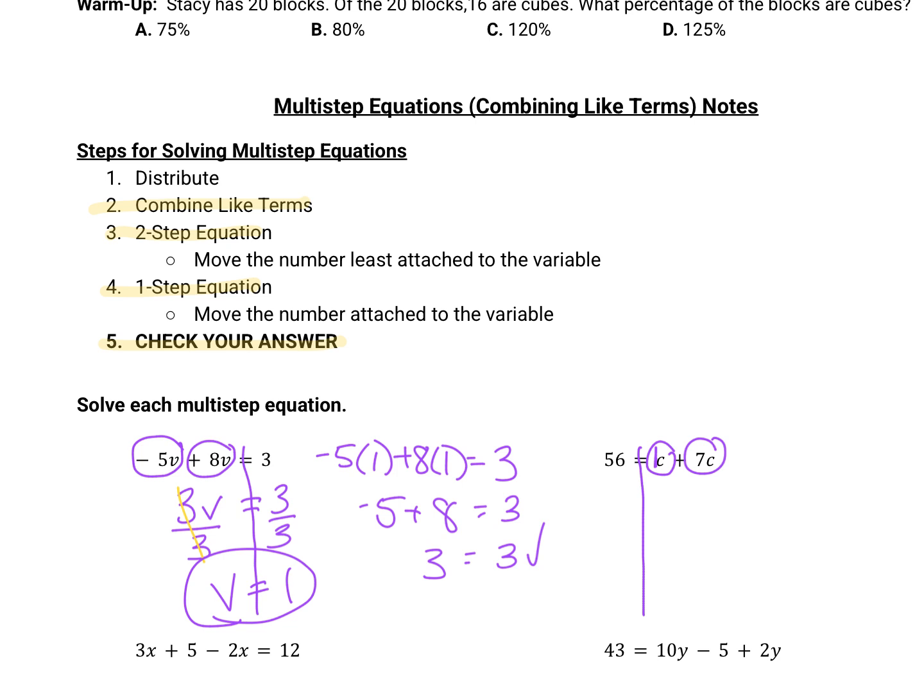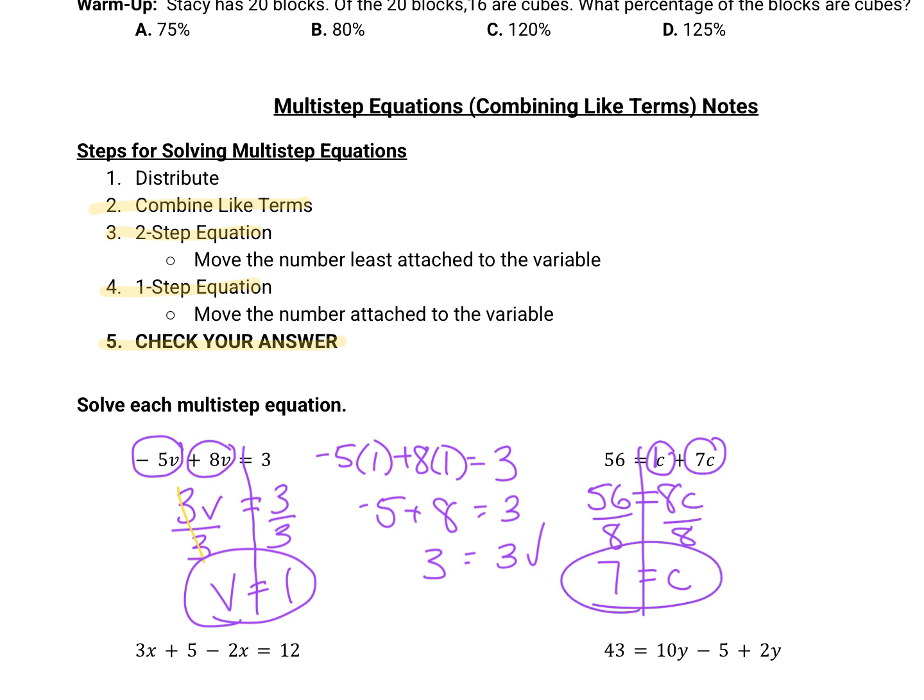So then we're going to combine our like terms by adding them together. 1C plus 7C is 8C. Bring down your equal sign and the 56. From here, all we need to do is divide by 8 on both sides, and 56 divided by 8 is 7, so our answer is C equals 7.